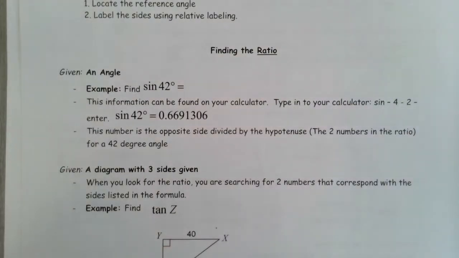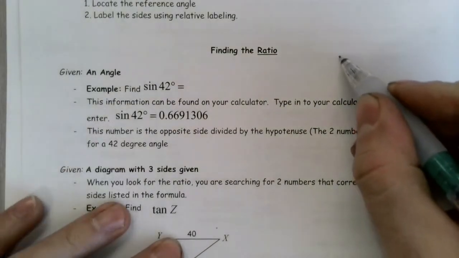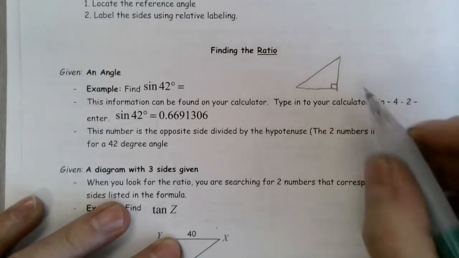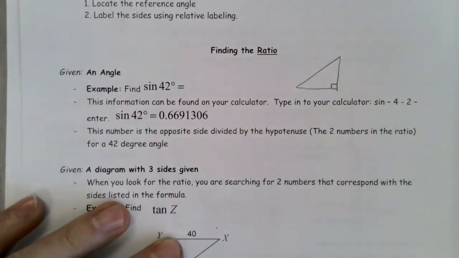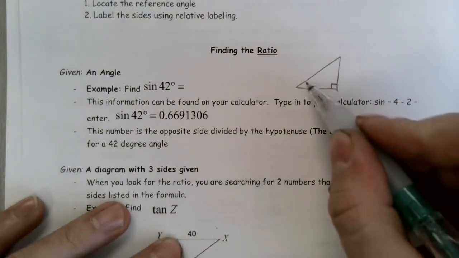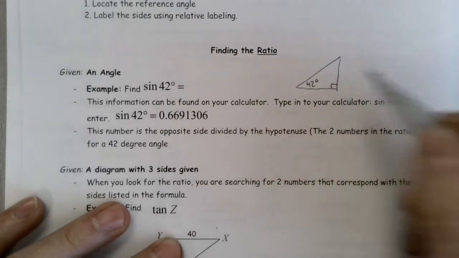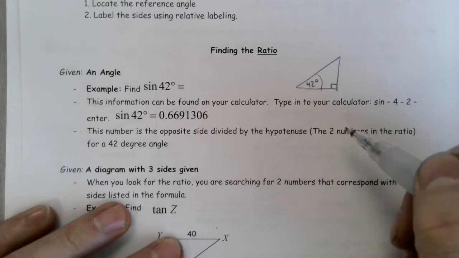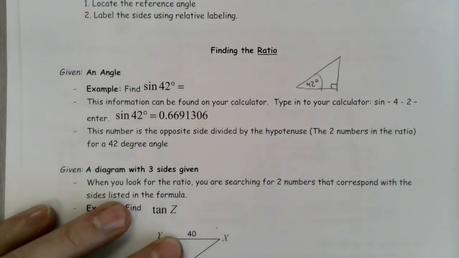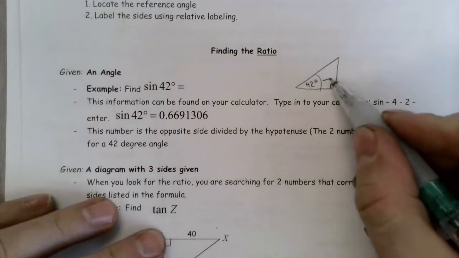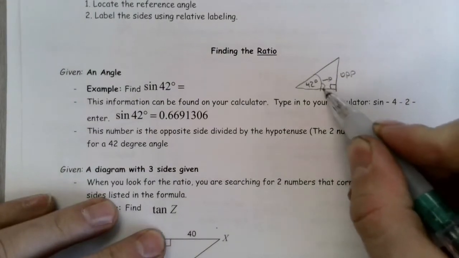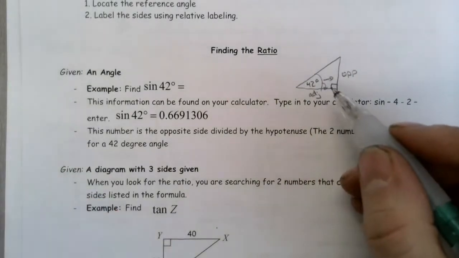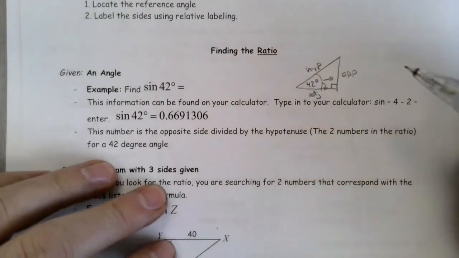So this is going to be found in the calculator. But what I'm asking is this. If I draw a triangle, and it can be any size, it's got to be a right angle triangle. If I know that one of these angles is 42 degrees, that becomes my reference angle. That's the one that's important. So in terms of my relative labeling, this is the opposite side. Down here, this is the adjacent side because it's the side that I'm using to make that angle. And over here, this is the hypotenuse.